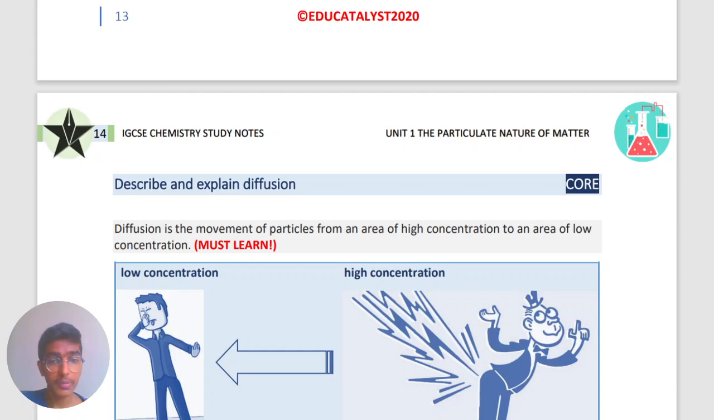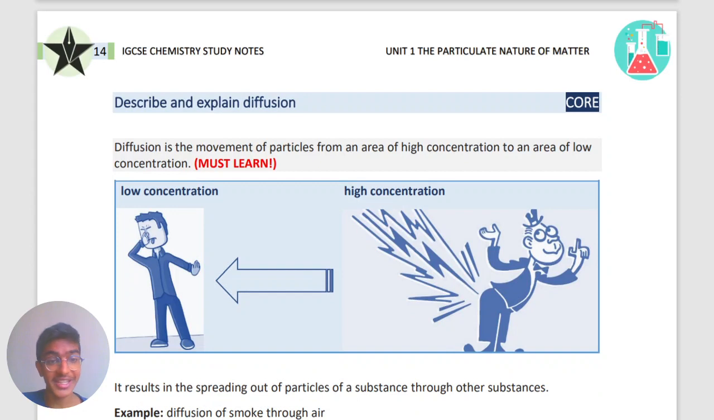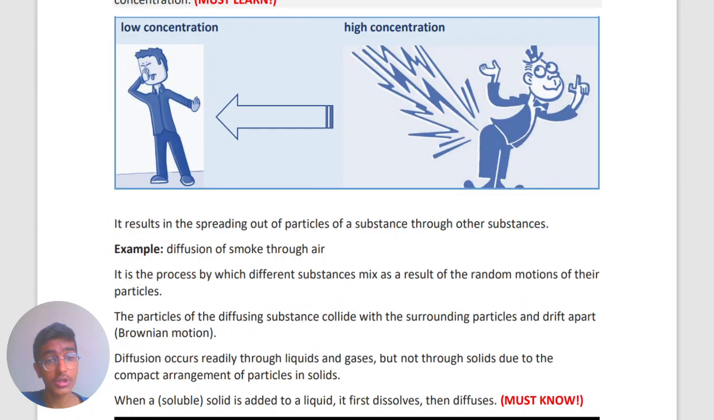That means, for example, in this picture, as you can see, someone is releasing gas. Let me not mention what gas that is, but basically they're releasing some gas. This gas, at the person himself, is highly concentrated, but as it spreads the gas will become low concentrated, and this is because of diffusion. So an example is diffusion of smoke through air. It is the process by which different substances mix as a result of random motions. Again, we've talked about the random motions because of the Brownian motion.